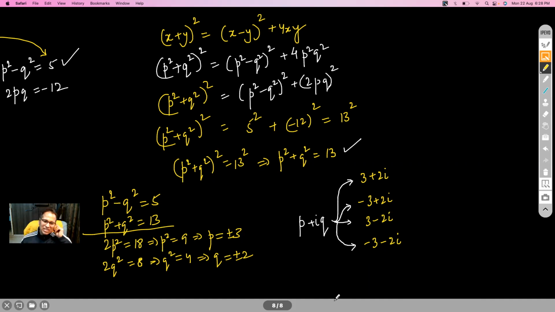So which of the 2 answers will be accepted and which of the 2 answers will be rejected? Any idea, anybody? And why? That's a very important question. 2 answers will be accepted, 2 answers will be rejected. Which 2 will be rejected and why? Second and third is accepted. Okay. So why is first and fourth rejected?